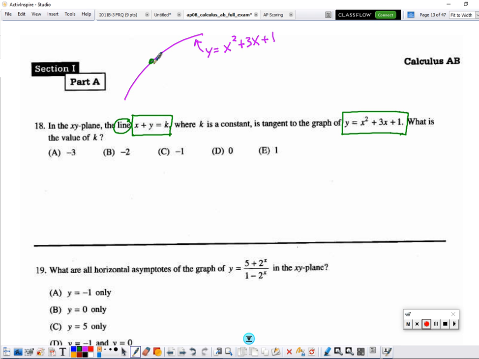The line tangent is here. And this line is x plus y equals k. You notice I'm not trying to go fast. You don't succeed on the AP test by going fast. You succeed by going logically. Questions to hear from anyone?